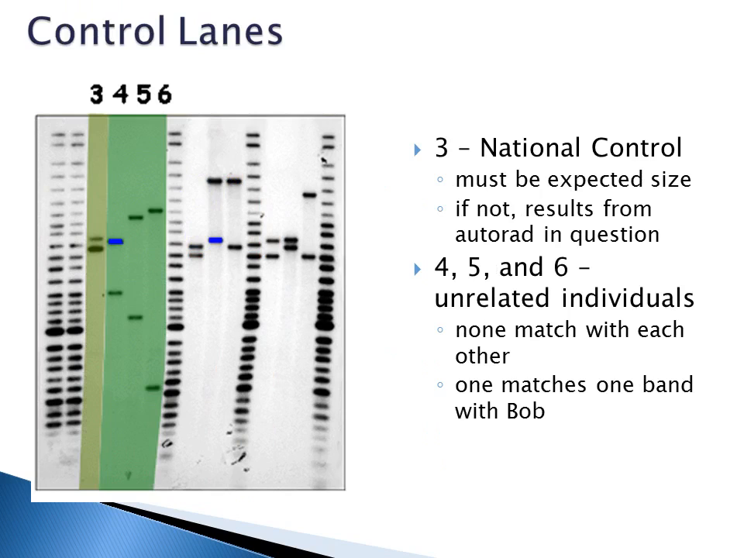You always need control lanes. So lane number 3 is a national control, and it must be run and it must be the expected size. If it's not the expected size, you cannot use the results. Lanes 4, 5, and 6 are unrelated individuals, so you shouldn't really get matching bands. One band matches a band with Bob, but every now and again you're going to have a matching band, but you shouldn't have all matching bands with your unrelated individuals.